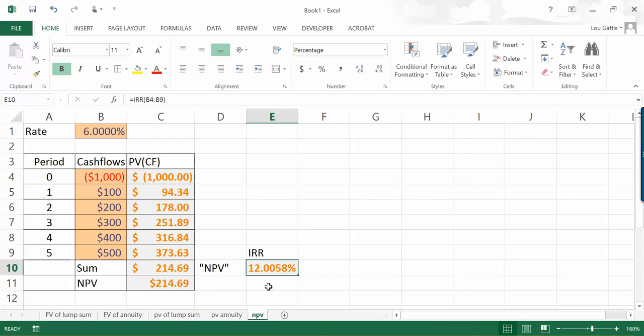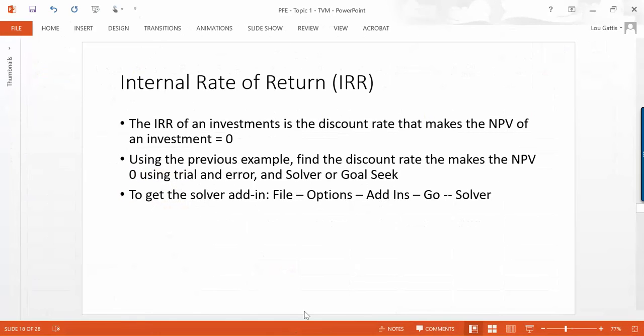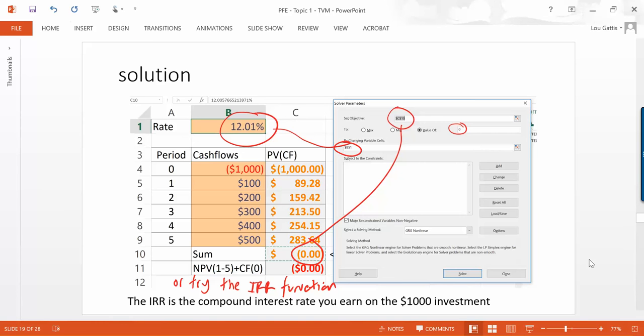And we'll talk about some complications with IRR, and why professionals would tend to use NPV because of some troubles with IRR, in a later lecture. All right, so that's our concept of IRR.